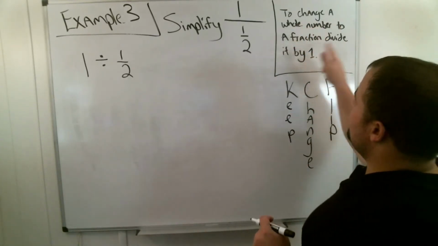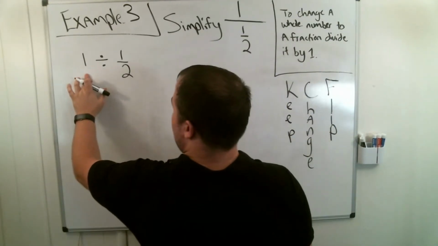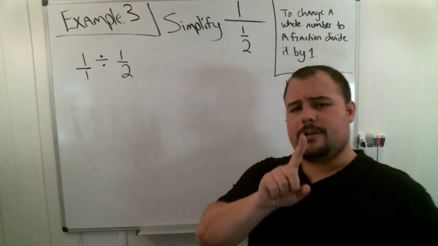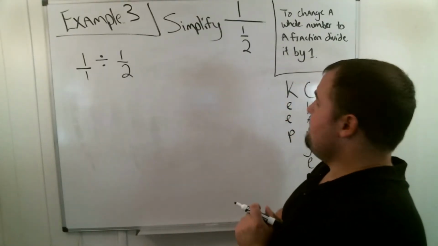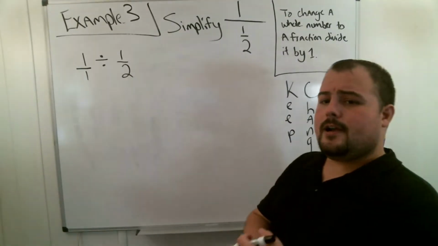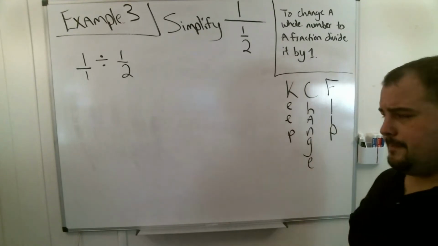To change a whole number to a fraction, we're going to divide it by 1. So even the number 1, I'm going to divide it by 1, and that's because 1 divided by 1 is still the number 1. Now, that's a fraction divided by another fraction, so we can go to our KCF rule: keep, change, and flip it.